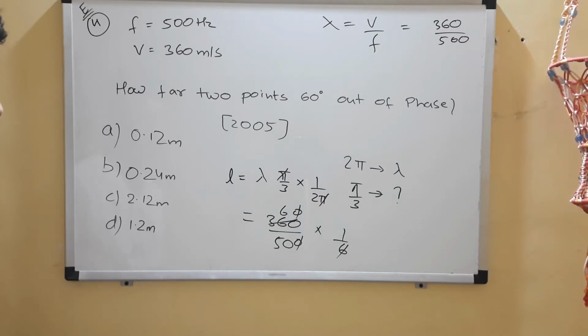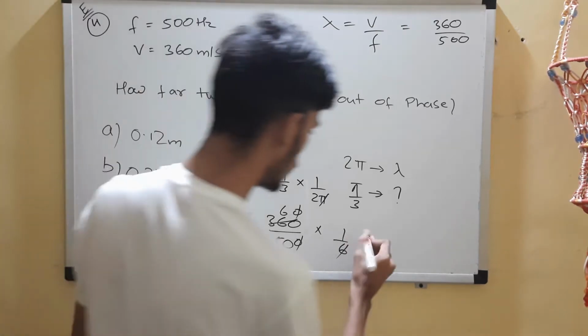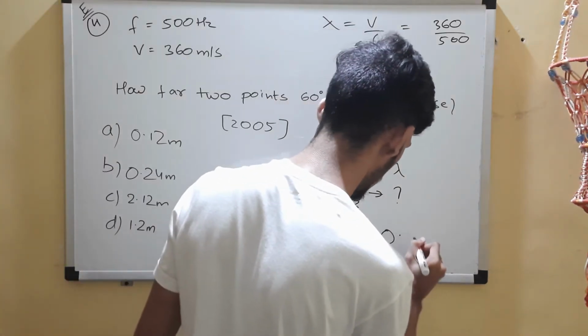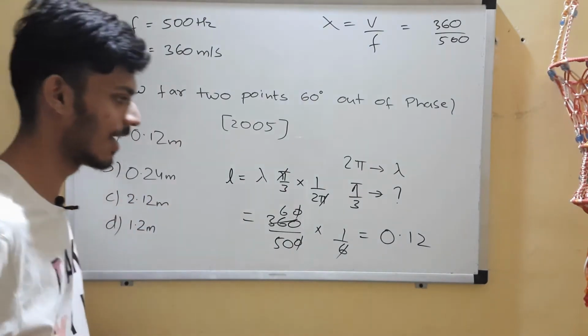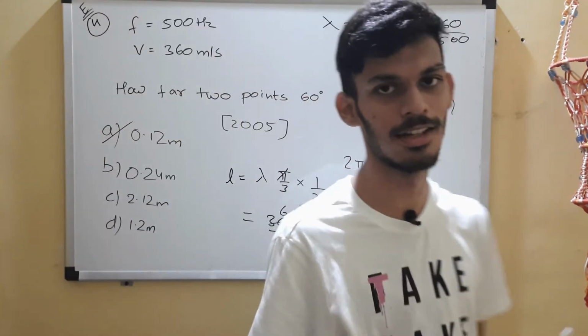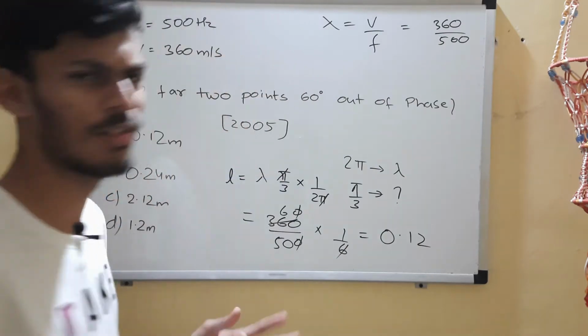6 by 50, that will be 0.12. Okay, so 0.12 is the correct answer. You can calculate it, the answer will be 0.12. Okay, over to the next question.